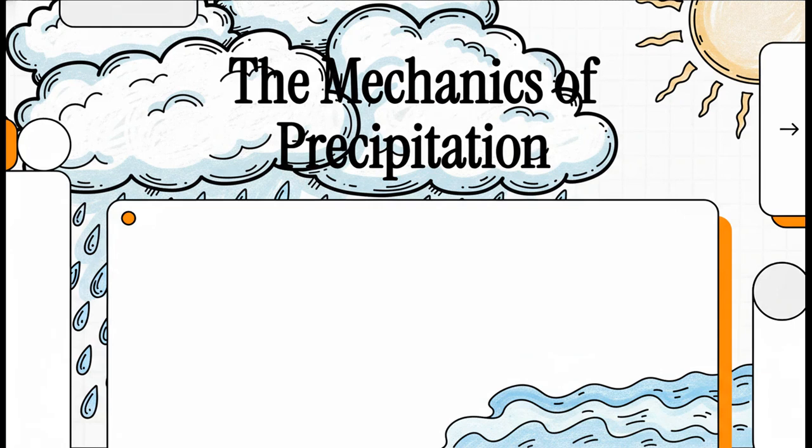Have you ever looked up at a dark cloud and wondered what is actually going on up there right before it starts to rain? It's not just some random thing that happens. Nope, there's a specific, really fascinating process at play. And today, we're going to pull back the curtain and break down the mechanics of precipitation, step by step.